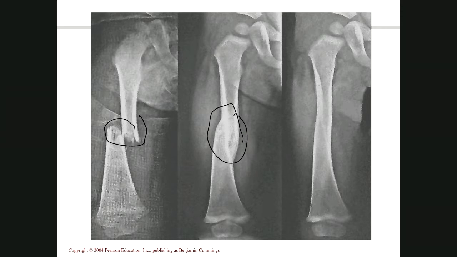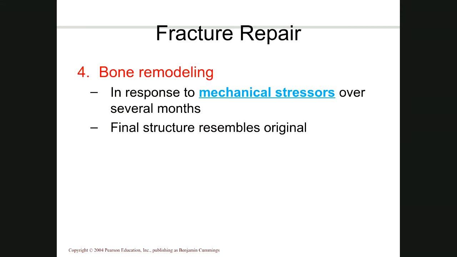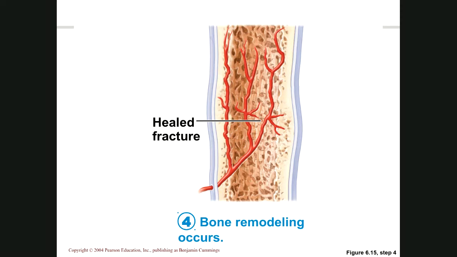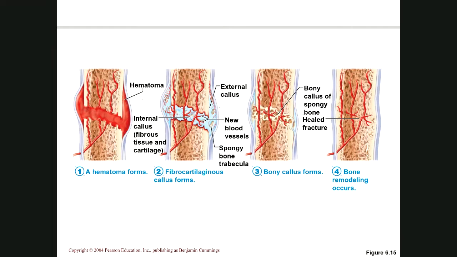And then finally, we're going to get remodeling. And that happens in response to stressors like we talked about over and over, until finally it's going to resemble something like we started with. And so look, it's hard to tell exactly where the bone fracture happened. Now you can always tell it a little bit because it's thicker there. And believe it or not, this part is stronger than it was before. And so those are those stages. Any questions about the stages of healing?